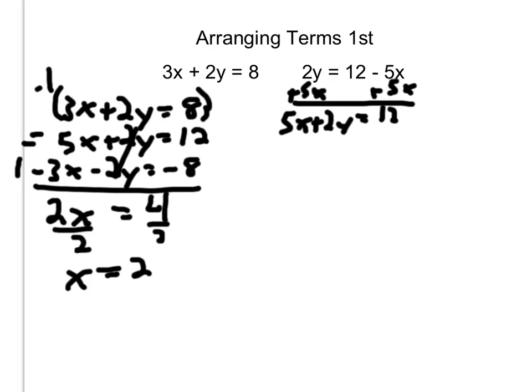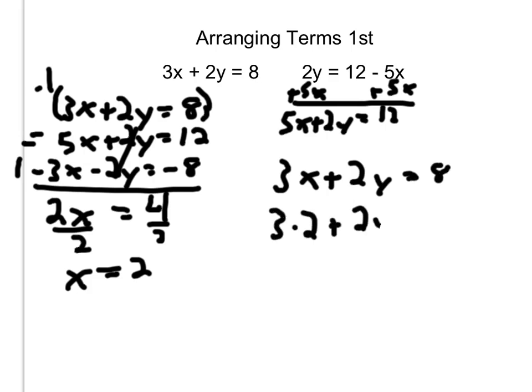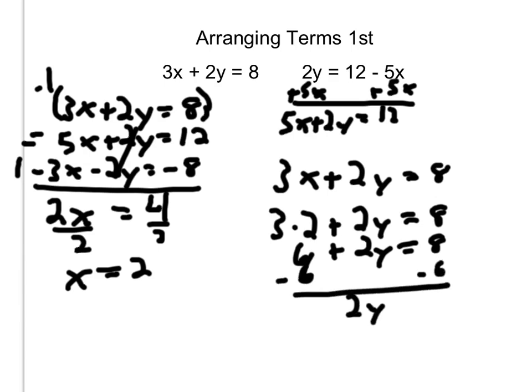And again, I need to plug this into either one of the original equations, doesn't matter. I'm going to go ahead and plug it back in to this one right here. So I'm going to use 3x plus 2y equals 8. And I'm going to plug in 2 for x. So it's going to be 3 times 2 plus 2y equals 8. 3 times 2 is 6. Subtract 6 from each side. And I get 2y equals 2. And divide by 2 and divide by 2. And I get y is equal to 1. So my ordered pair is positive 2, positive 1.